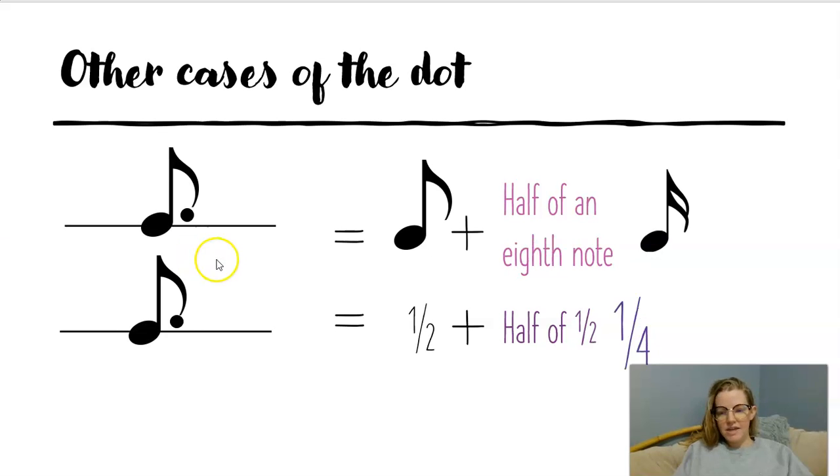You can add a dot to anything. So if you're adding a dot to an eighth note, you're essentially adding a 16th note to the eighth note here. So if you're counting, an eighth note is worth a half a beat, and then a 16th note is worth a fourth of a beat. So 1/2 plus 1/4 gives you 3/4.